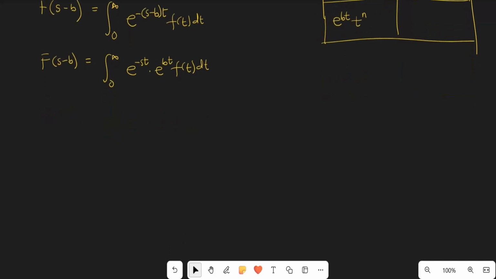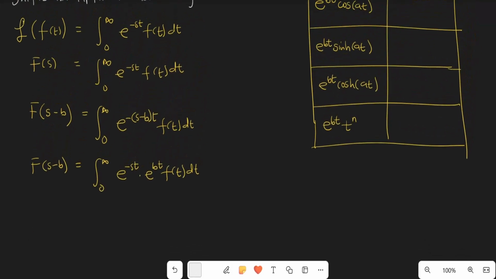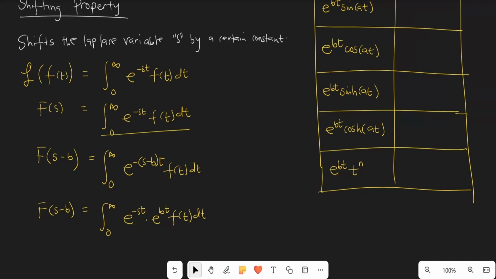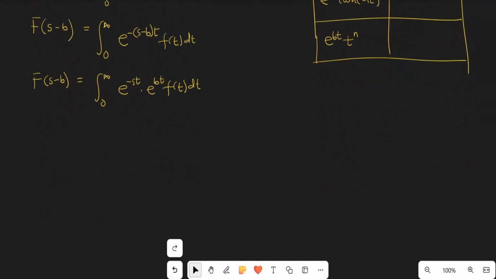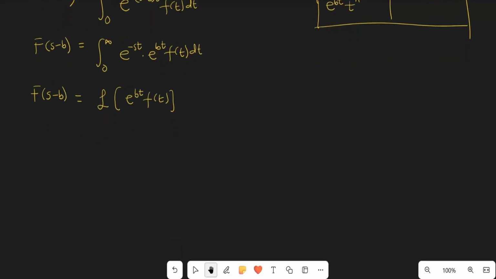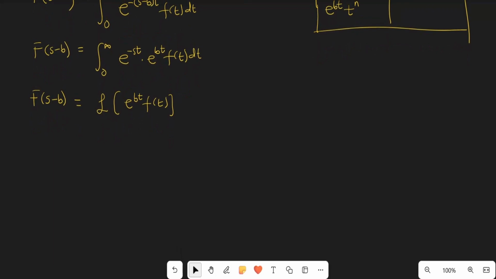Cool. So applying the definition of Laplace transforms, if this one is the Laplace transform of the function f of t, what is this one? That is the Laplace transform of the function e to the bt multiplied by f of t. So the shifted function, that is shifting this Laplace variable by b, is equal to the Laplace transform of the function e to the bt multiplied by f of t, right?